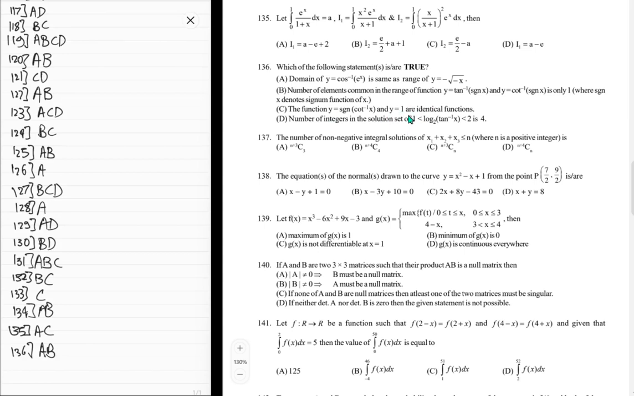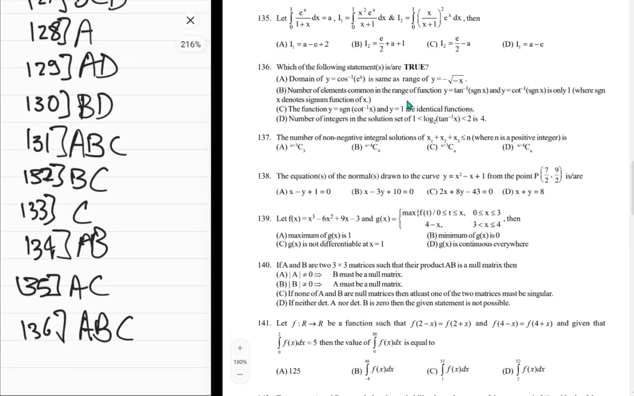राइट, और x में तुम कुछ भी पुट कर सकते हो ना, हर x की वैल्यू के लिए तुम्हारे पास cot इनवर्स अवेलेबल है. दैट मींस यस, दीज आर आइडेंटिकल फंक्शंस, सो C वर्क्स. और ऑफ कोर्स तुम सिर्फ जब नेगेटिव इन्फिनिटी और पॉजिटिव इन्फिनिटी पुट करोगे तभी cot इनवर्स थोड़ा सा कंफ्यूज होगा, अदरवाइज नहीं यार, सब कुछ है अपने पास.